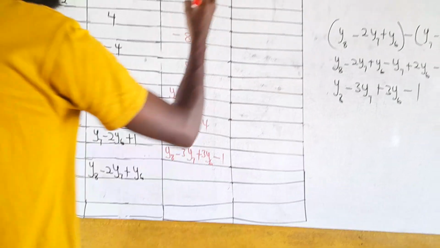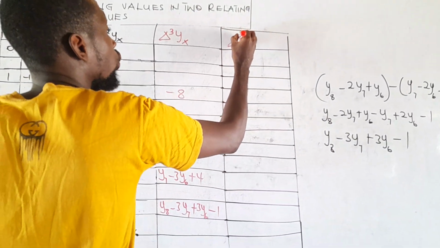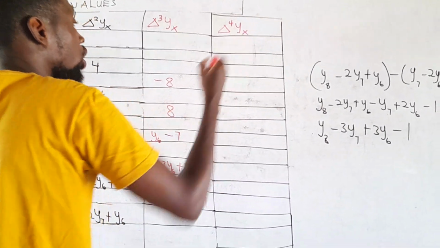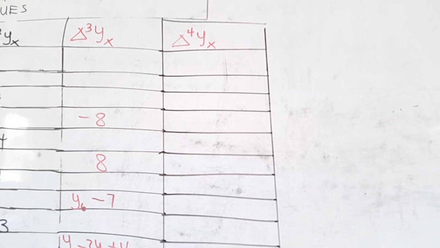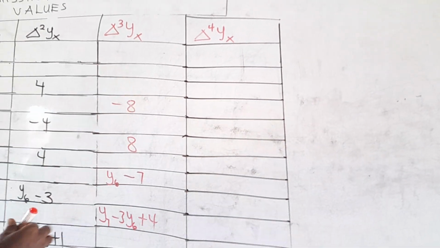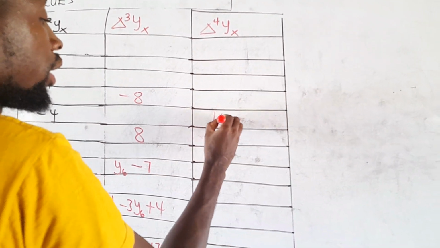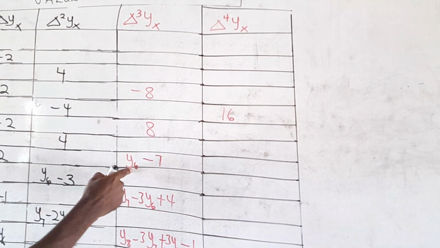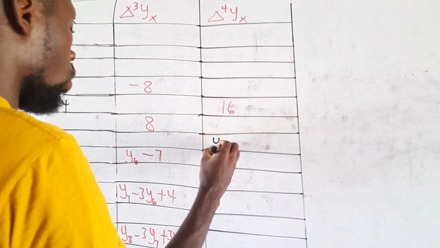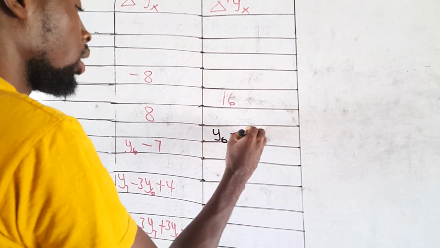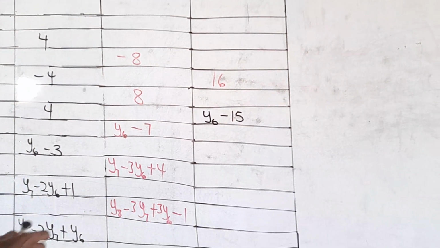Now we'll find the fourth difference, which is del 4y, since they say the polynomial is to the fourth degree. So in finding the fourth difference, 8 minus negative 8, that will give us 16. Then y6 minus 7 minus 8, that will be y6 minus 15. Then this one too.